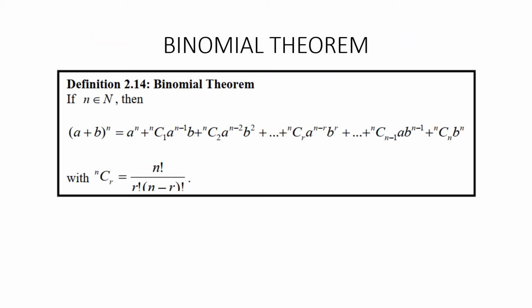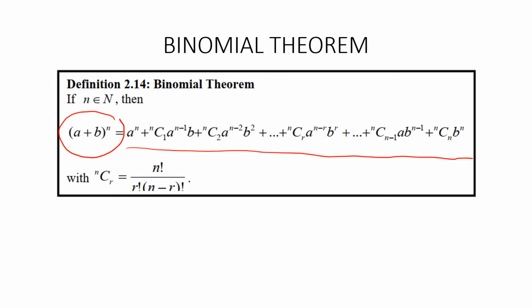Okay, next is the binomial theorem. The definition for the binomial theorem is (a plus b) power of n equal to this one, with nCr equal to n factorial over r factorial times (n minus r) factorial. The binomial theorem is used to find (a plus b) power of n. Why do we need this binomial theorem? Let's see this example.